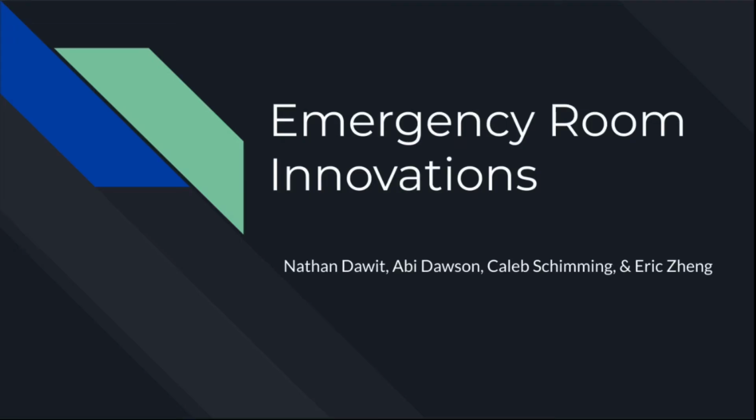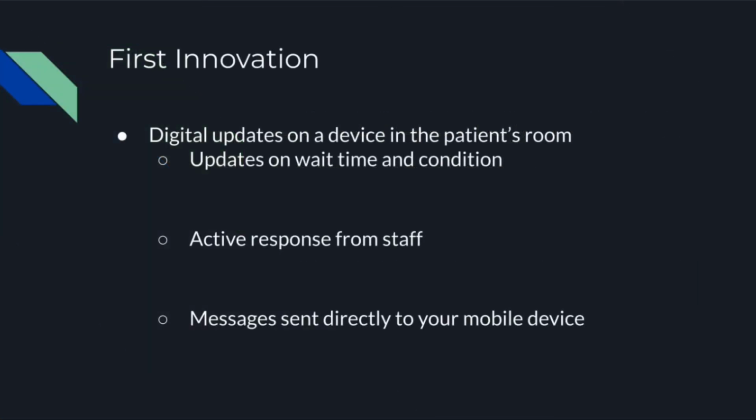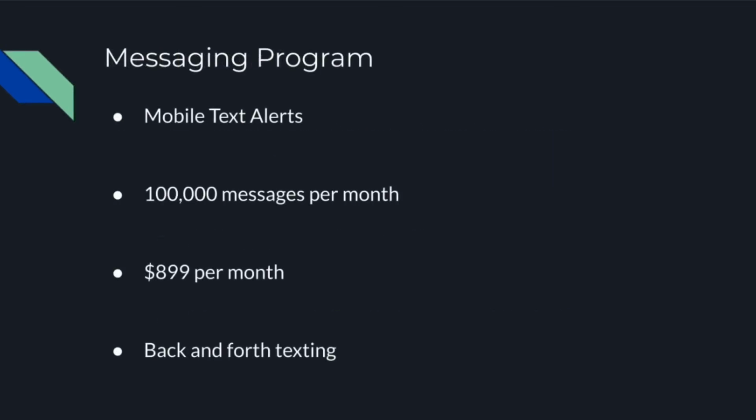I'm going to be talking about the emergency room innovations that we chose. So our first innovation is a digital update system on a device in the patient's room that updates the patient on their wait time and condition, which allows for active response from staff and has the messages sent directly to the iPad in the wait room. This is through the program Mobile Text Alerts, which allows for 100,000 messages per month, and it's $899 per month.